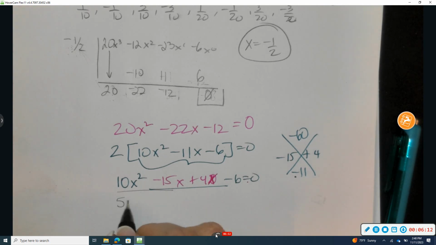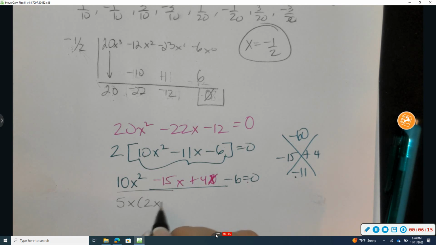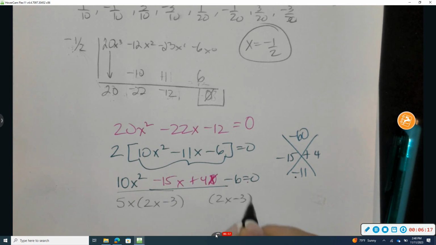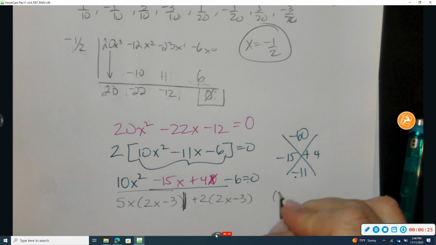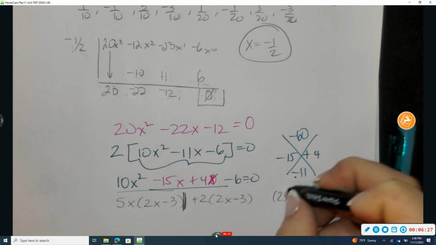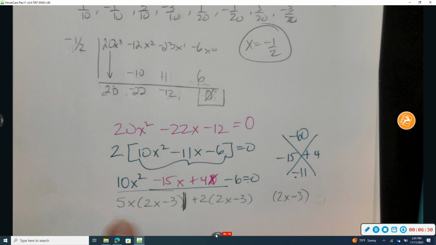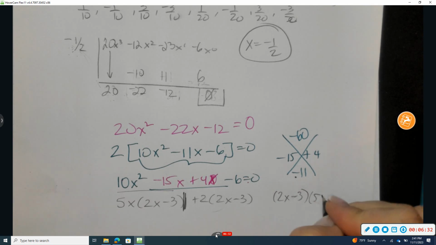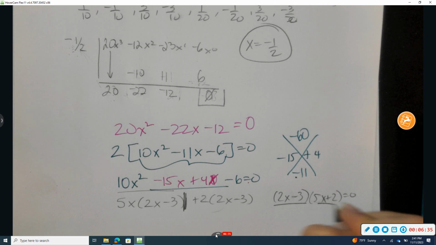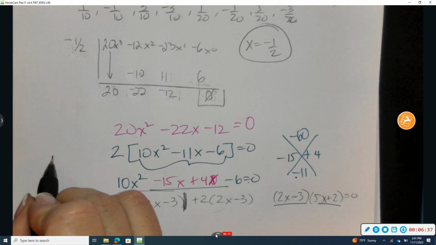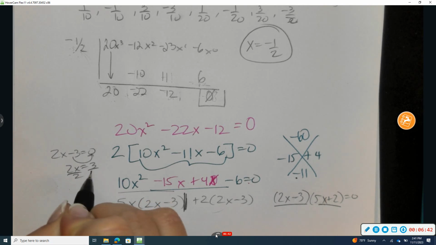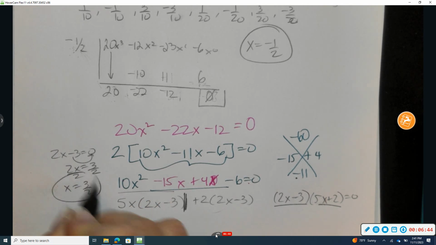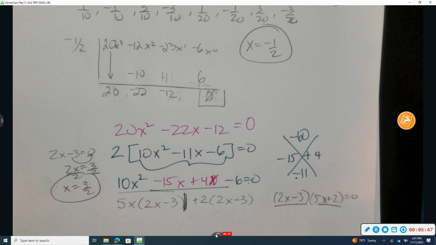So I can factor out a 5x, and I'm left with 2x minus 3, 2x minus 3. 2 times 2 is 4 with an x. 2 times -3 is -6. Okay, they both contain a 2x minus 3. And in front of the first is a 5x. In front of the back is a +2. I'm going to set each one of these factors equal to 0, and I'm going to solve. So 2x minus 3 equals 0. Add 3 to the opposite side. Divide by 2. And I get x equals 3/2.